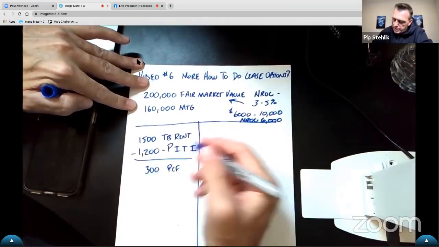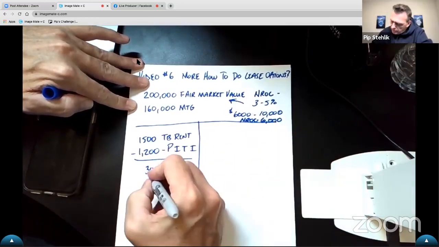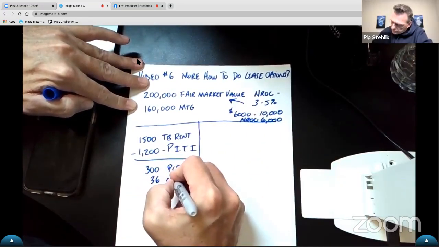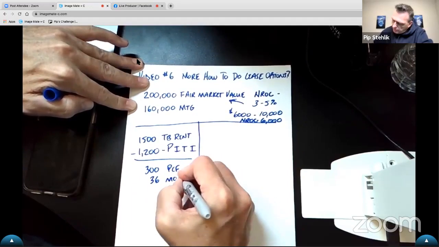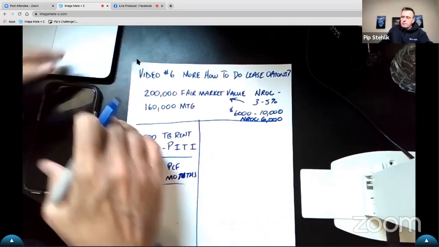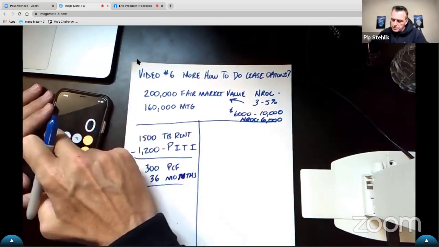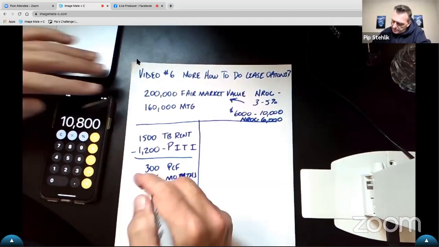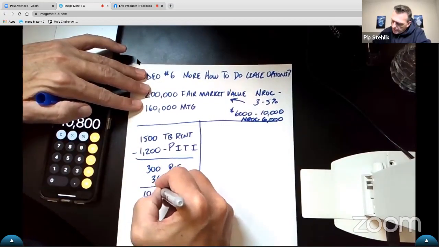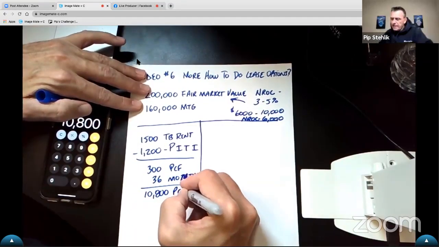But let's say it's a 3-year lease option. So we've got 36 months of positive cash flow. So if we do this math, 300 times 36, that's $10,800 in positive cash flow.